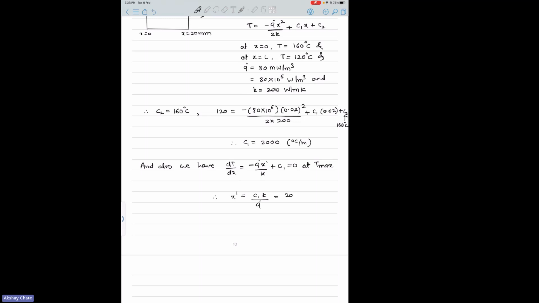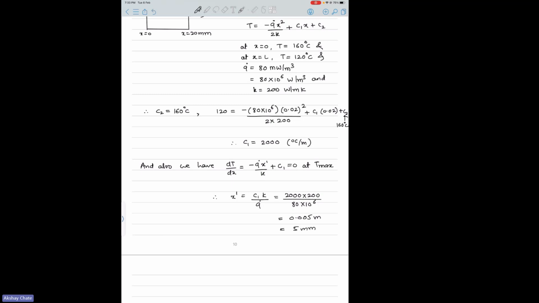C1 is 2000, k is 200, q dot is 18 into 10 to the power 6. So basically 400 by 800, so 2 by 400, 1 by 200. So that will be 0.005 meters. So that is 5 mm.